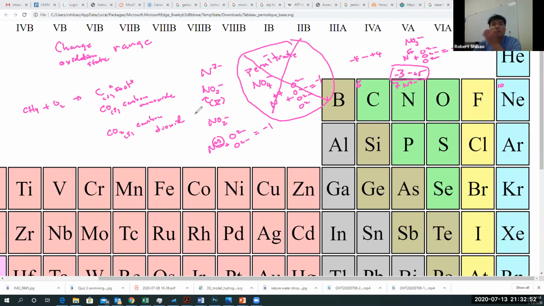And so what we want to do is make sure we burn it completely to carbon dioxide. But why stop at carbon dioxide? Why can't we burn it to carbon trioxide? Well, carbon trioxide doesn't exist. Why? Well, if oxygen's -2, what would that make carbon?